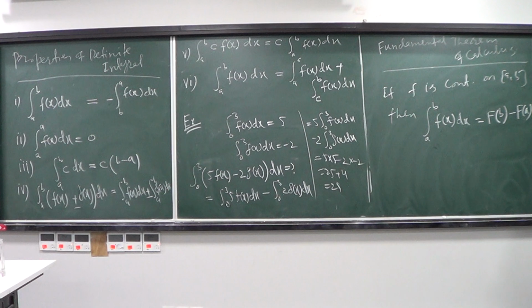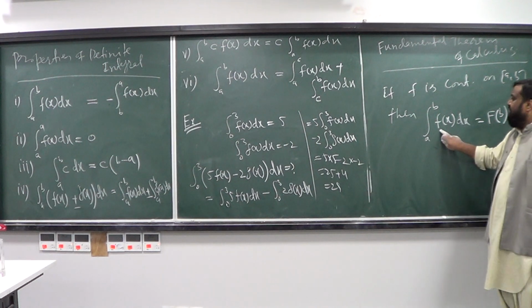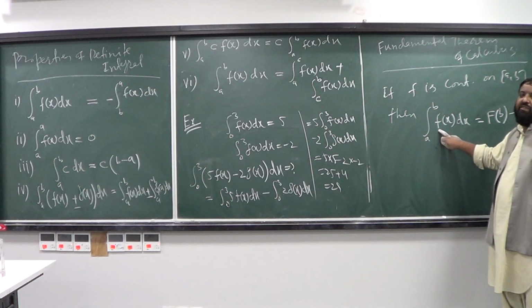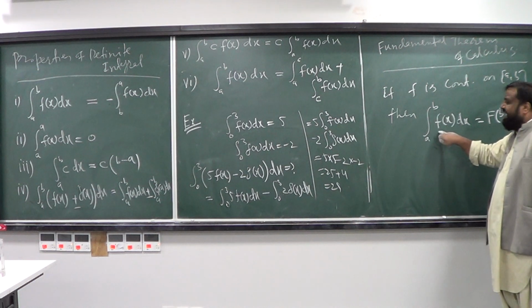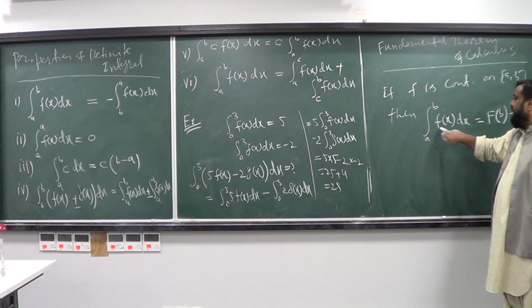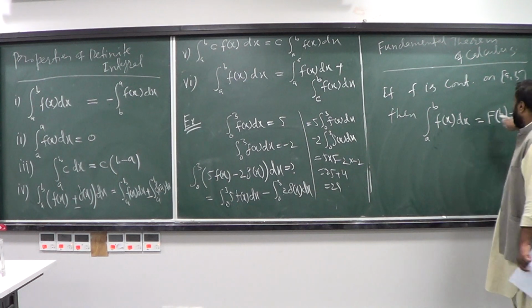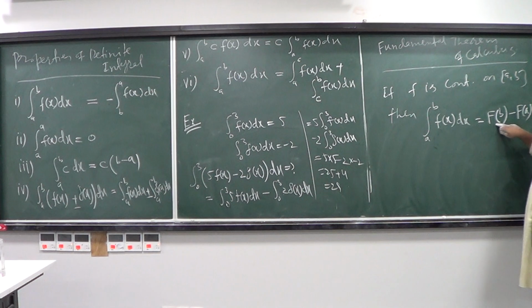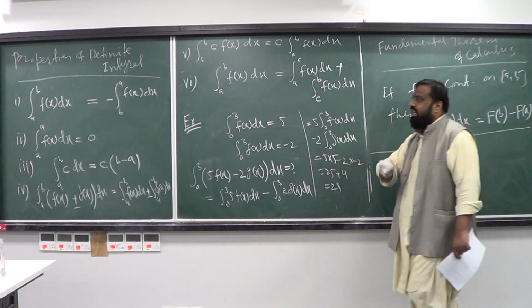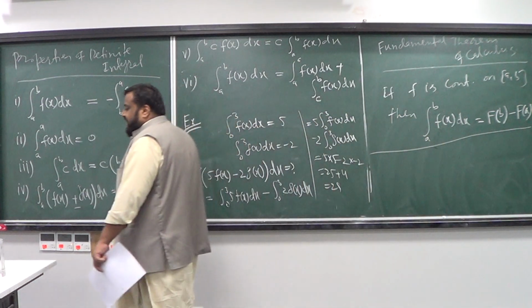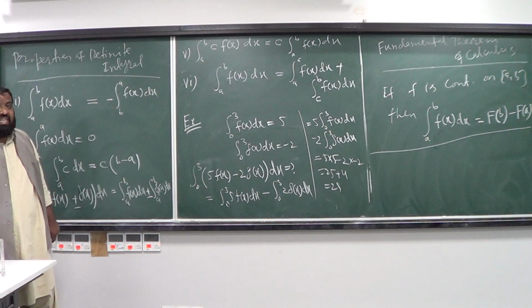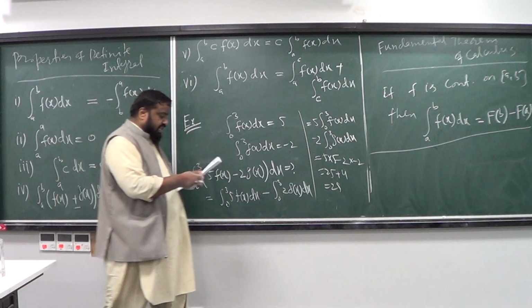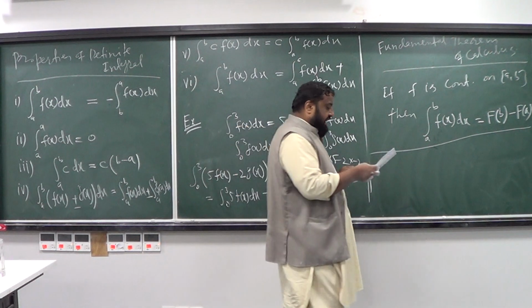Simple. So if you want to integrate a function over the interval a to b, find the antiderivative of this function and then substitute the upper limit minus the lower limit, and that is going to be your integral. And yesterday we saw how easy it is to compute the antiderivative. It is not difficult to compute the antiderivative.